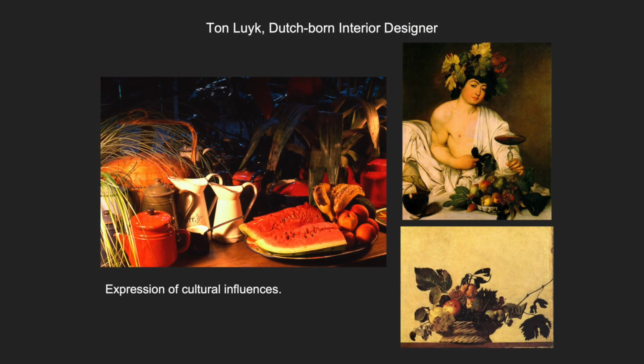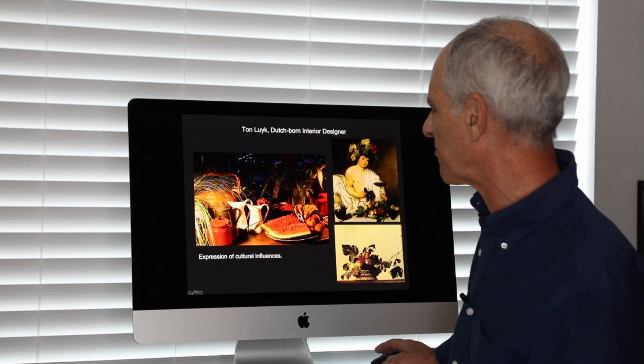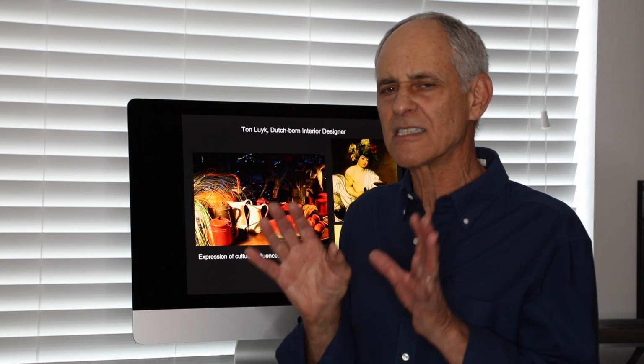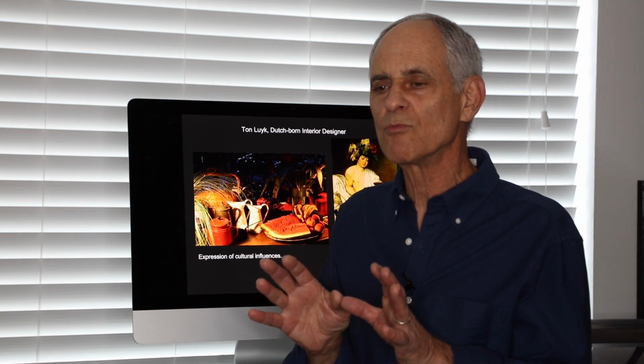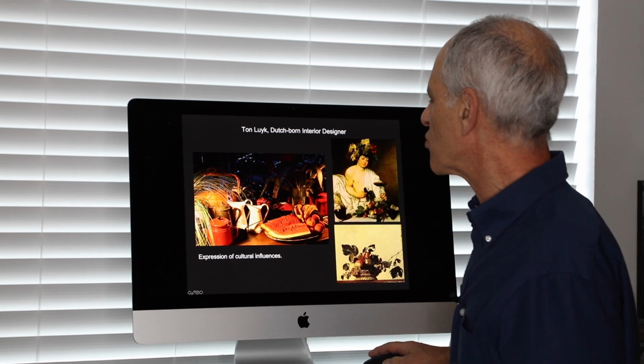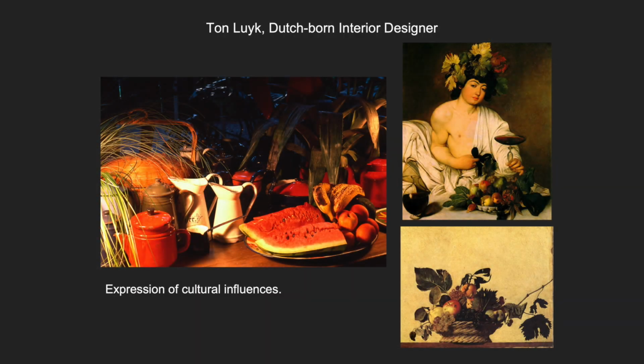This was a still life I did for Ton Luc, who was a Dutch-born interior designer who loved Caravaggio and appreciated Caravaggio's kind of offbeat view of the world. And so what I did here was I found my half-dead fruit, laid this all out, used incandescent lighting, and set my color balance to daylight so that I would have an overly warm feel to this still life. And it also made these blues back here pop out against all of these warm tones.